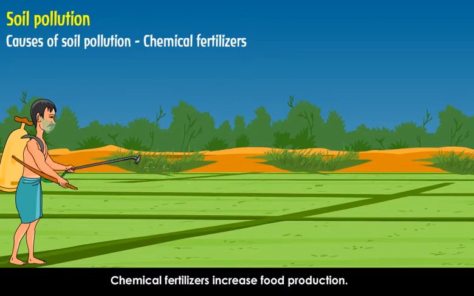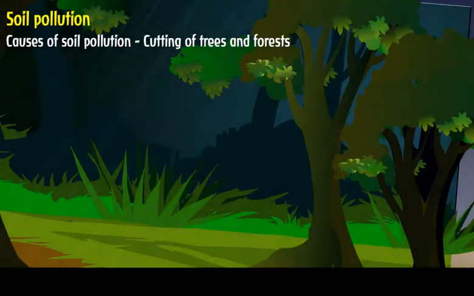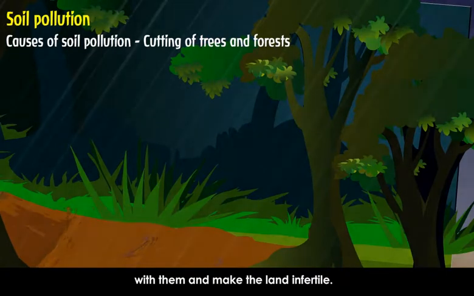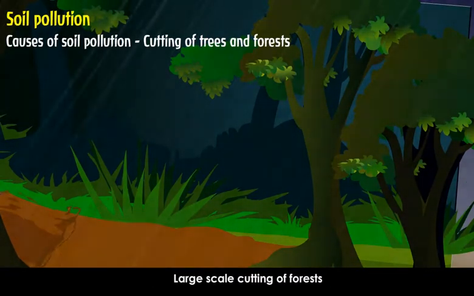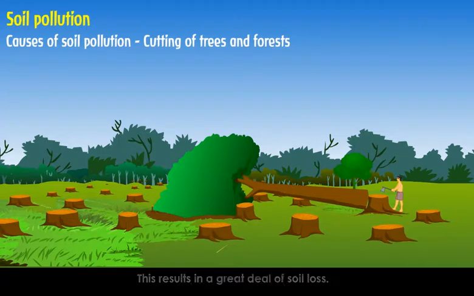Chemical fertilizers. Chemical fertilizers increase food production, but they also harm the soil and make it infertile very quickly. Cutting of trees and forests. Heavy rain and flood water can carry away a lot of fertile soil with them and make the land infertile. Large-scale cutting of forests and overgrazing of grasslands by domestic animals opens up the soil. This results in a great deal of soil loss. The soil loss is called soil erosion.